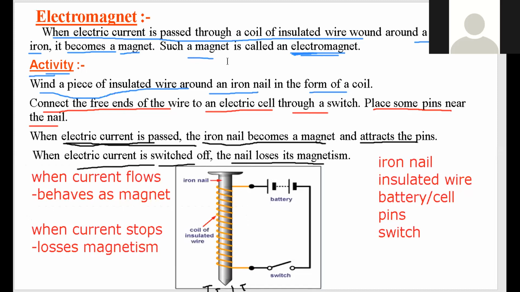So finally what we can say is that this nail was acting like a magnet when current was flowing, and when the current stopped flowing, the nail stopped working like a magnet. And such a magnet is known as an electromagnet, because it is a temporary magnet. It works like a magnet only when current flows through it, right? So this is about the electromagnet.